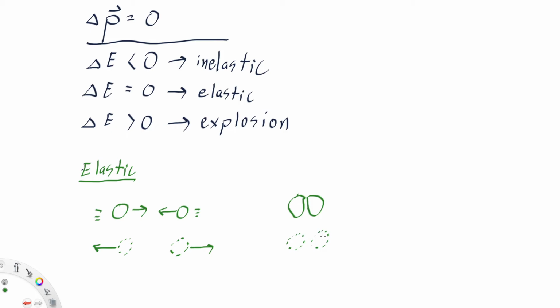Another way of thinking about it is that the objects are briefly behaving like springs during the collision. So all of the kinetic energy gets briefly stored as spring energy and then released again as kinetic energy as they spring apart.